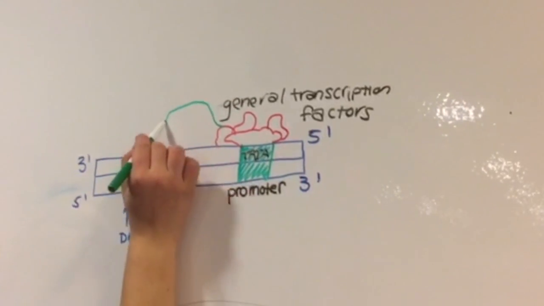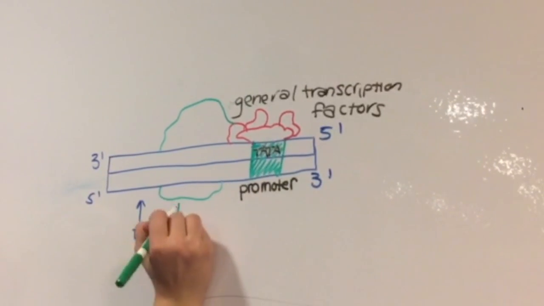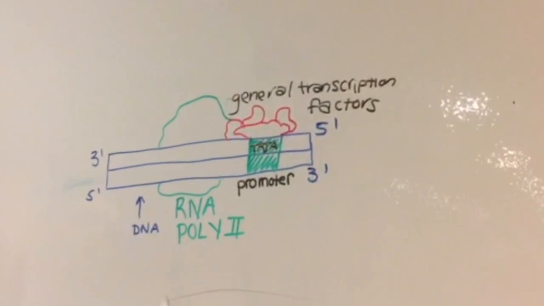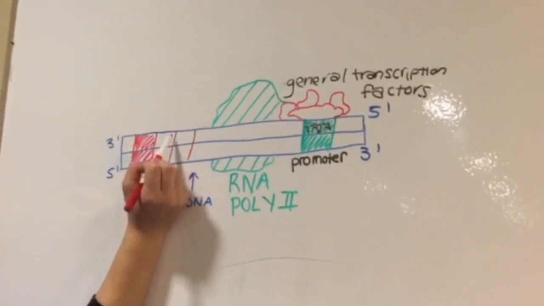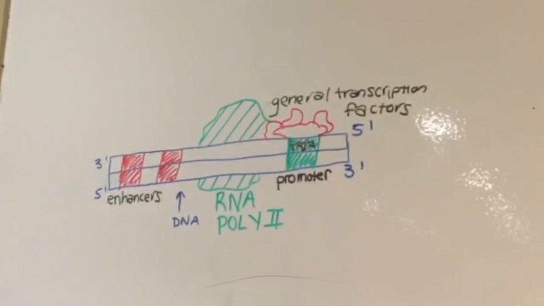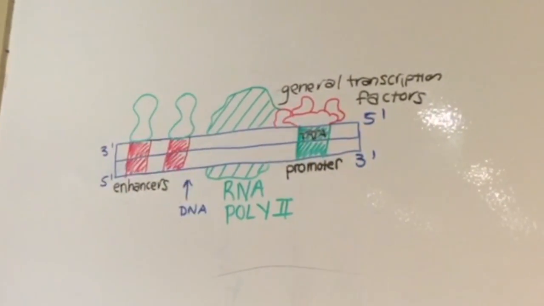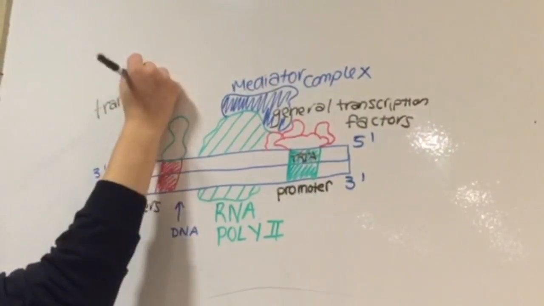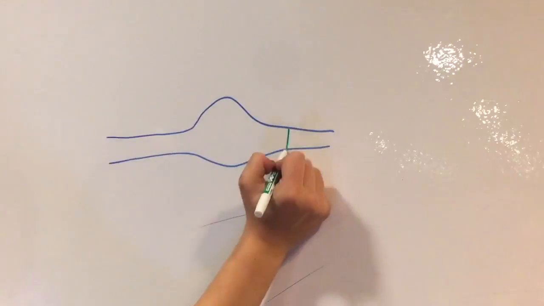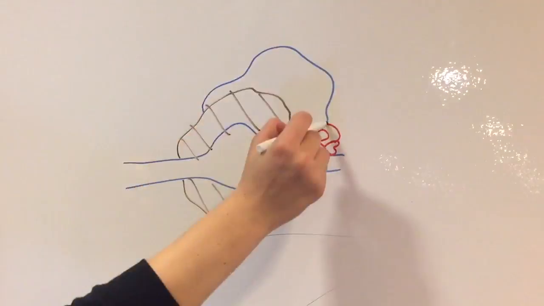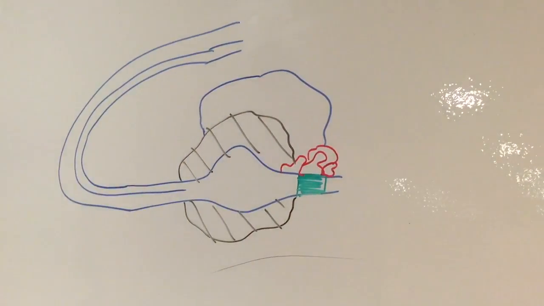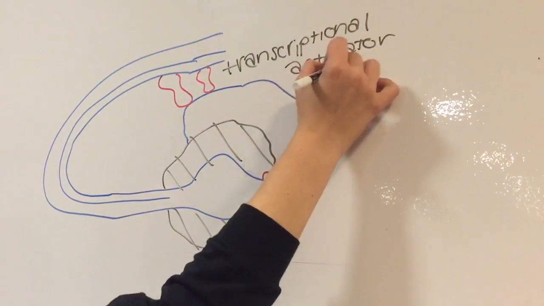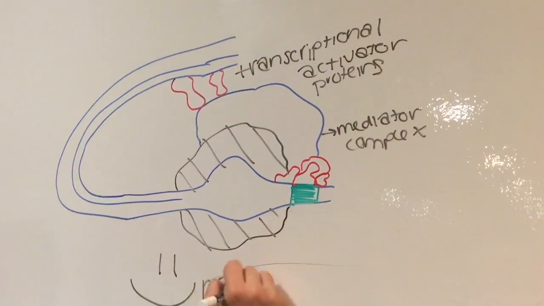The binding of general transcription factors recruits RNA polymerase II, which is the complex responsible for the transcription of coding genes. Next, transcriptional activator proteins bind to enhancers. These transcriptional activator proteins end up recruiting a mediator complex of proteins to the promoter region. After this, the DNA begins to loop, which causes the transcriptional activator proteins to bind to the mediator complex. Now, all the proteins are brought into close proximity with one another, meaning that transcription may proceed.